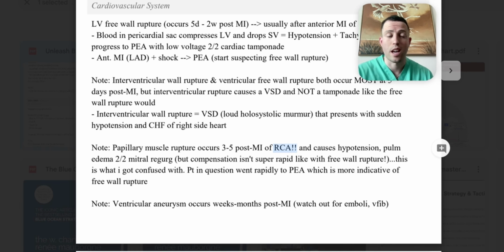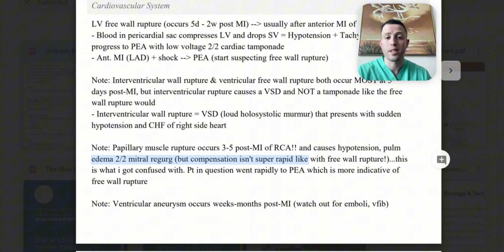This can also present as hypotension, just like the ruptures that we talked about, and it will present as pulmonary edema with mitral regurgitation. This is not as bad as a free wall rupture, obviously, but it still can cause this mitral regurgitation. Generally the decompensation is more rapid with a free wall rupture than with a papillary muscle rupture, and it's also different anatomy. Remember, the free wall rupture is going to be after an LAD infarct, whereas the papillary muscle rupture is after an RCA infarct.